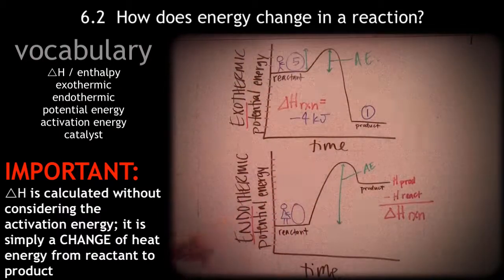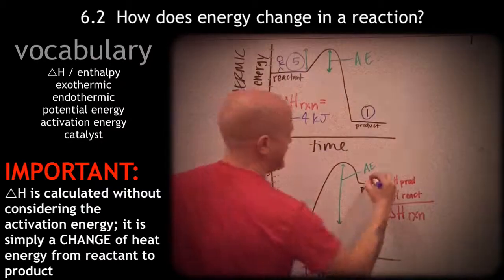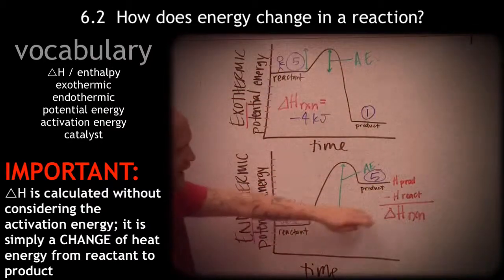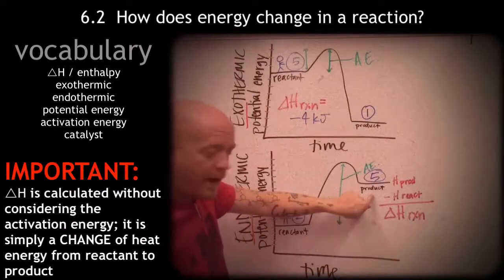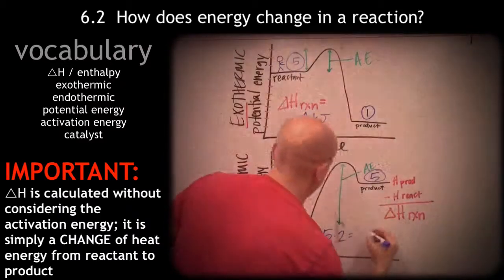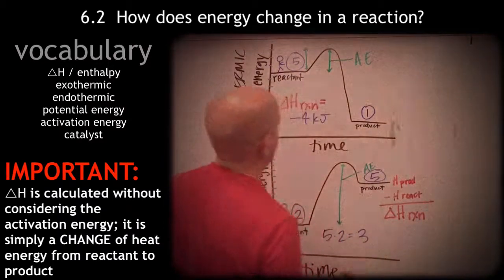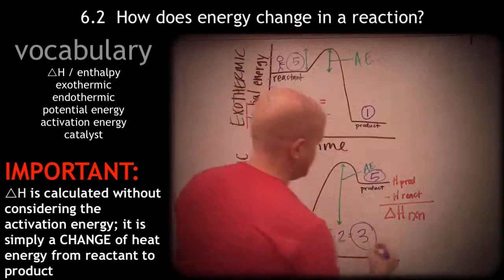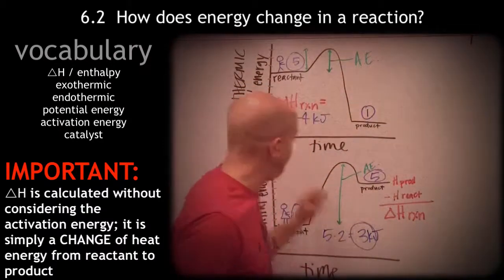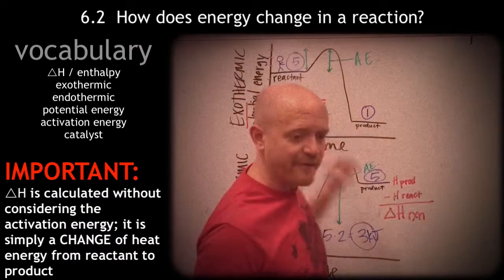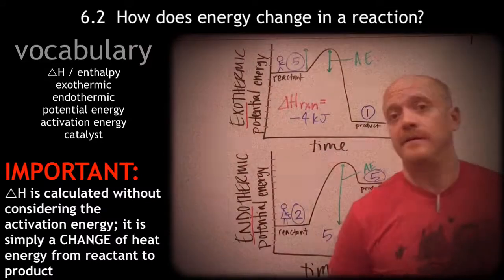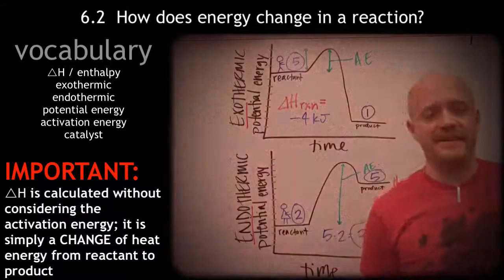Let's say it's the same thing. Let's say that this number is 2, and let's say this number is 5. So I'm going to take my product minus my reactant, or 5 minus 2 equals 3. This is 3 kilojoules. Endothermic, positive. Exothermic, negative.